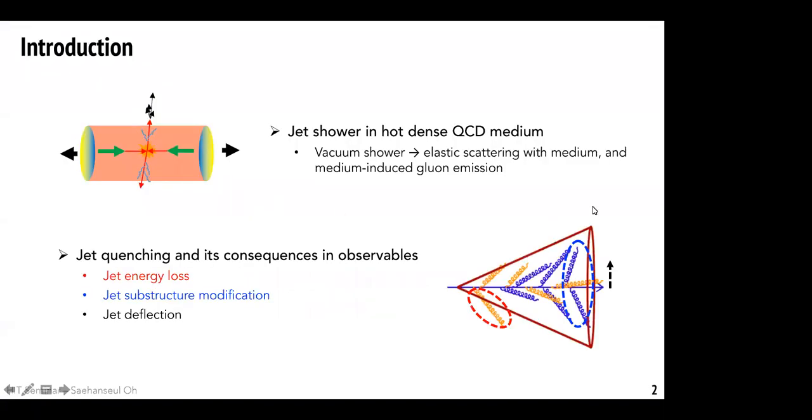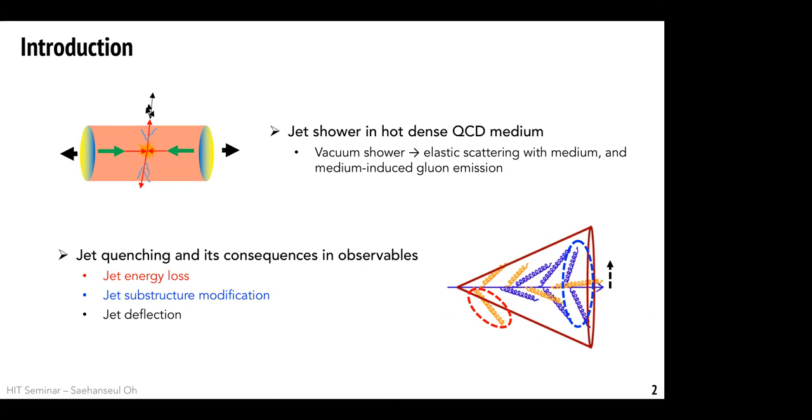Okay, jets are a very well-known probe in hot dense QCD medium, and we understand the jet's vacuum shower very well with the perturbative QCD framework. And once these jets are produced in heavy ion collisions, they experience elastic scattering with the medium and medium-induced gluon emissions. So if the vacuum shower is modified in heavy ion collisions, that means that it interacts with the medium. That's usually called jet quenching.